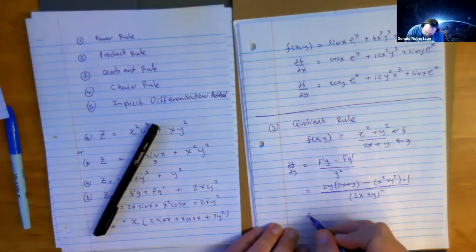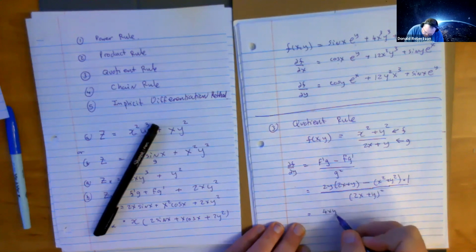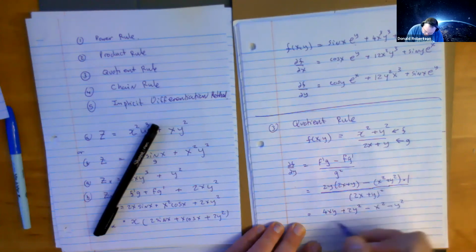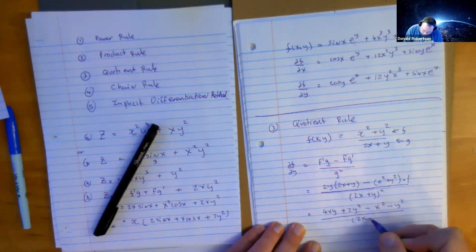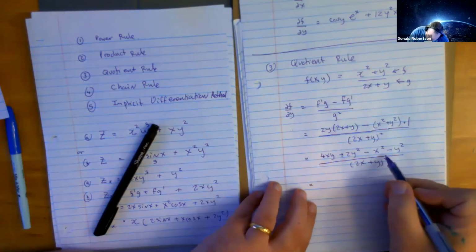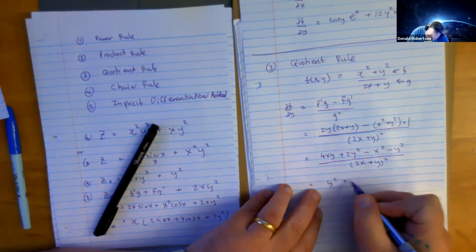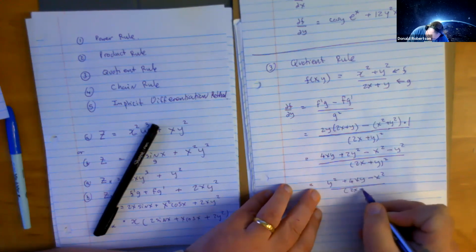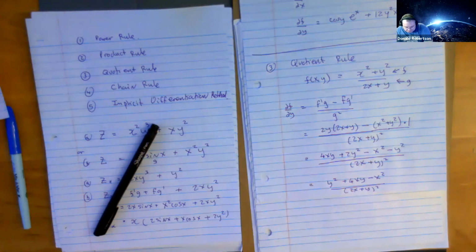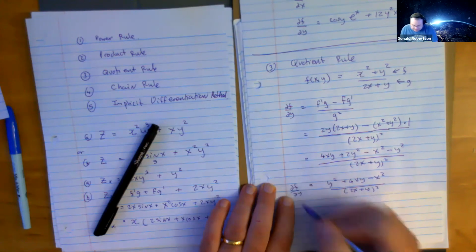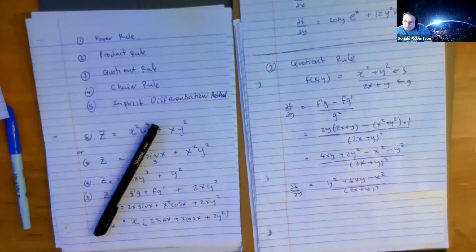So let's do some tidying up. 4xy plus 2y squared. Take away an x squared, take away a y squared. All over that guy. Looks like I'm going to have a y squared left over. I'm going to have a 4xy in the middle. I'm going to have a minus x squared. And on the bottom, I'm going to have 2x plus y squared. And I'm good. I can't see the top factoring. So we're finished.